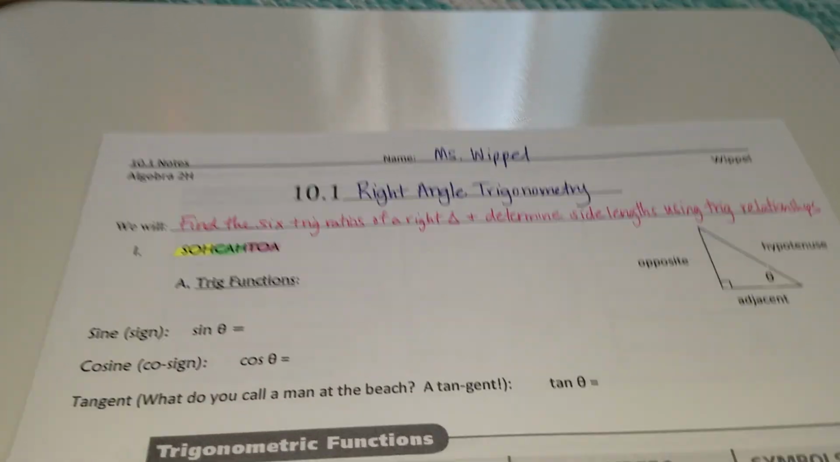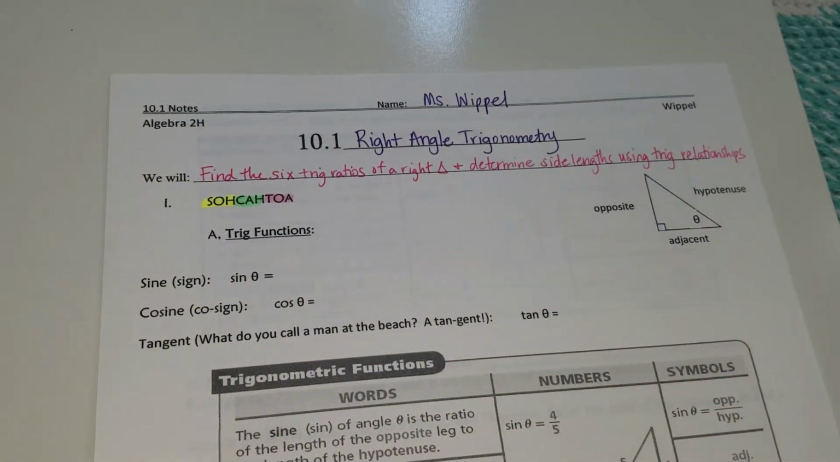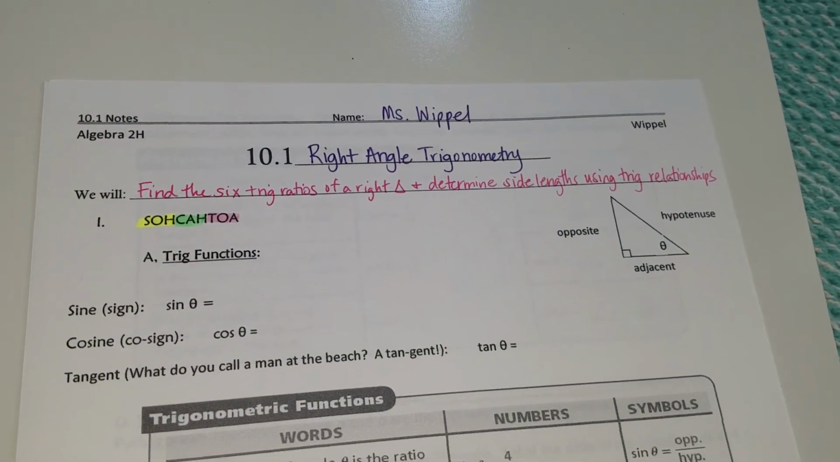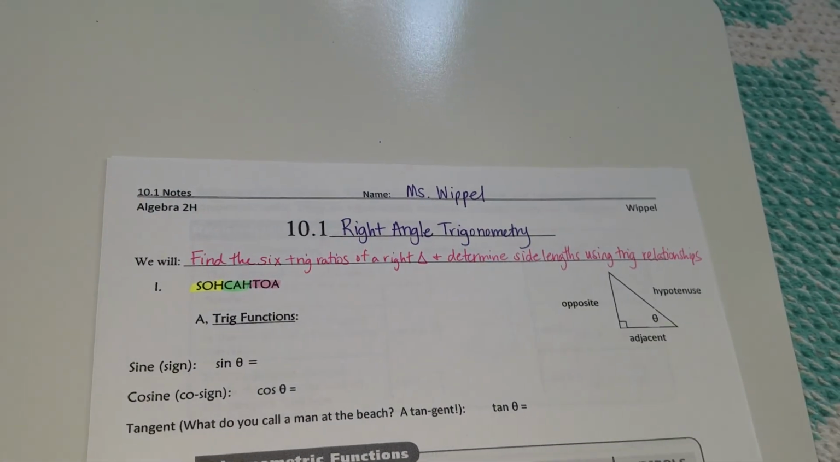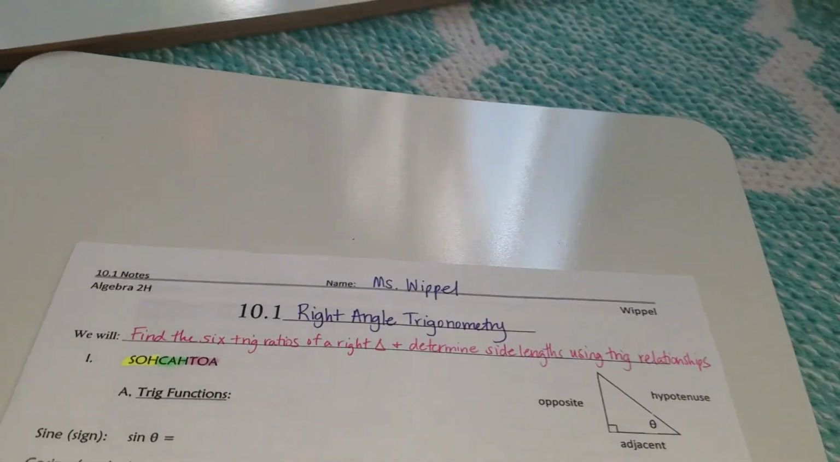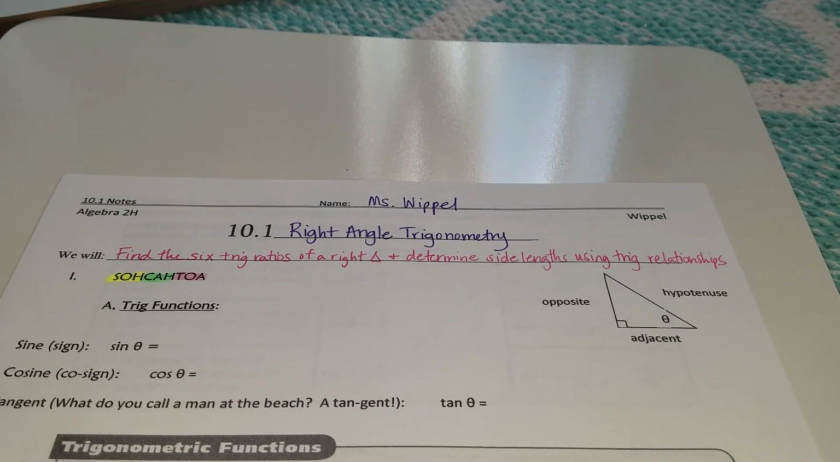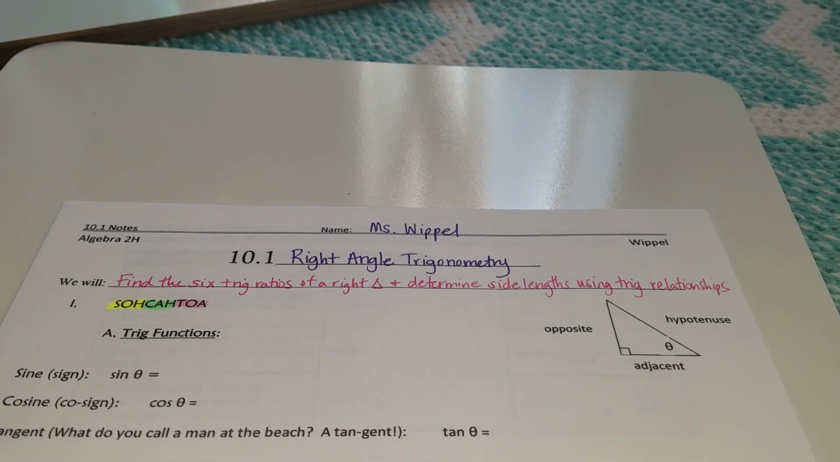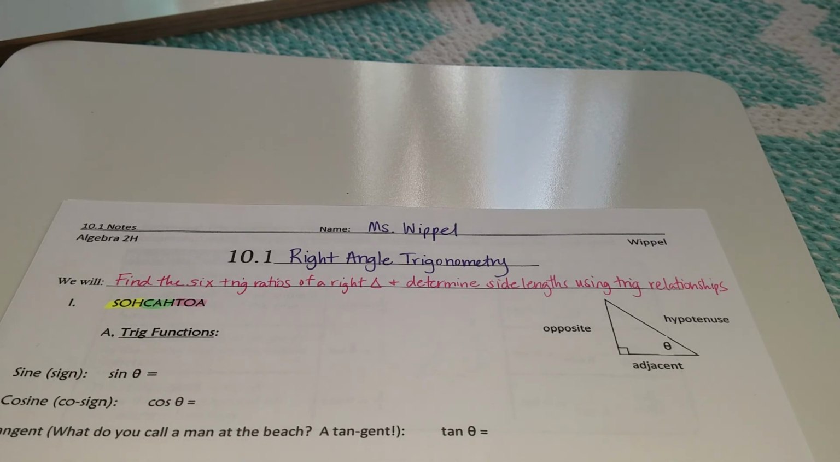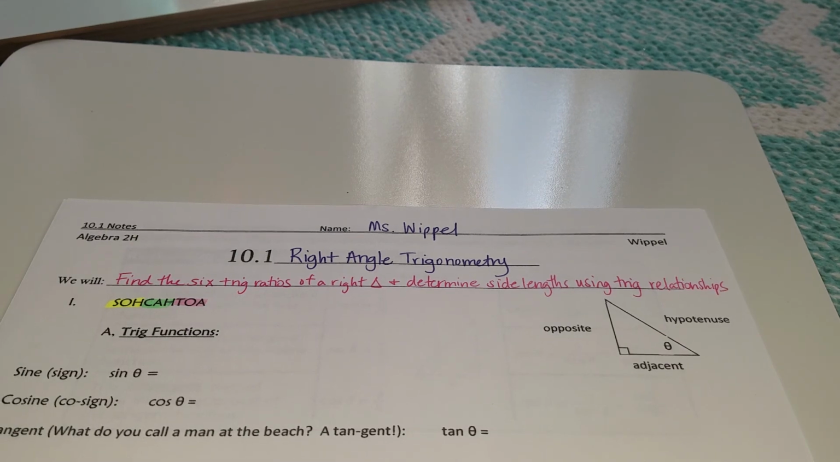All right, hello. Today we are doing 10-1, right angle trig. And bear with me because this is our first distance learning video. We are going to focus on finding the 6 trig ratios of a right triangle and determine the side lengths using trig relationships. A lot of this is what you learned in geometry, so this should be review. I'm going to try to go over some of this quickly with you.